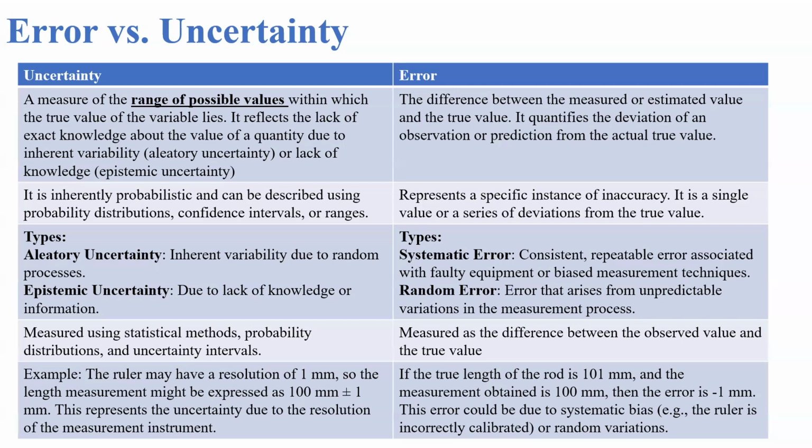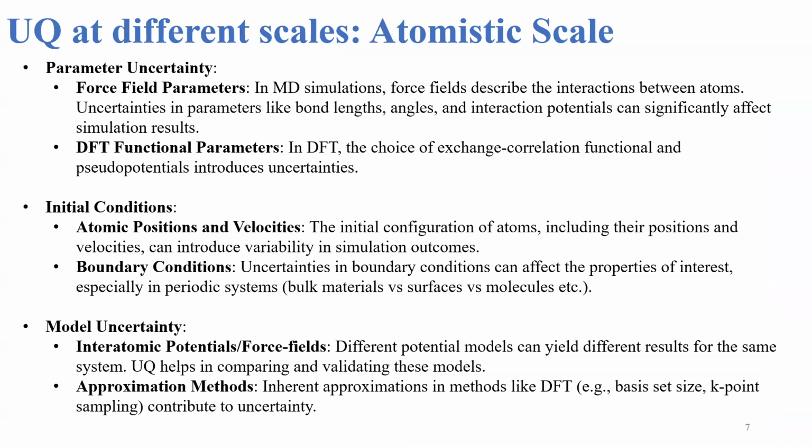Take a ruler having a resolution of 1 millimeter. The length measurement might be expressed as 100 millimeter plus or minus 1. Anytime you do an experimental measurement, you'll have a plus or minus value. That is in a way representing uncertainty, due to the resolution of the measurement instrument. However, if the true length of a rod is 101 millimeter and the measurement is 100 millimeter, then the error is simply minus 1 millimeter. This could be due to systematic bias or random variations. Now we have already gone through the multi-scale modeling modules.